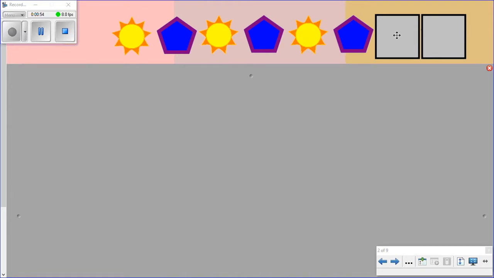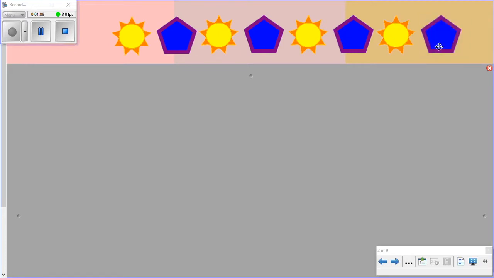Can you tell me what comes next? Sun. And what would come after that? Pentagon. Great. Let's take a look at my next pattern.